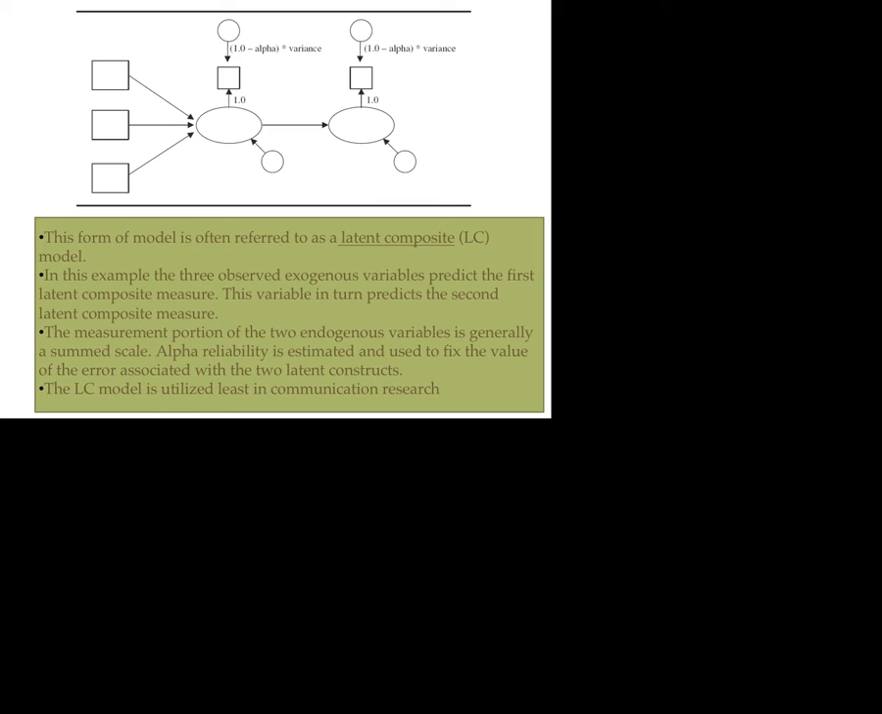And the alpha is the alpha reliability, right? So in the example that we used earlier, let's say the alpha reliability is 0.85. 1 minus 0.85 is 0.15. So 15% of the variability is noise, and that's exactly what we're going to fix that path to.